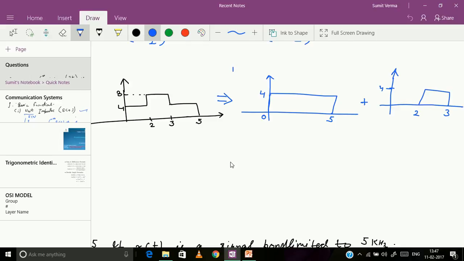Now what we will do is, I'm going to shift this signal to the origin like this.